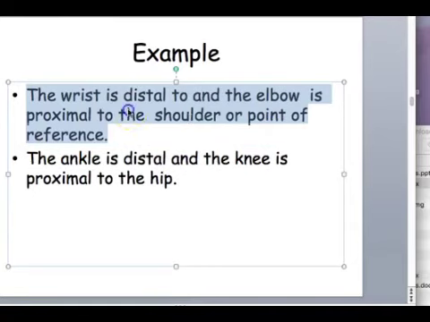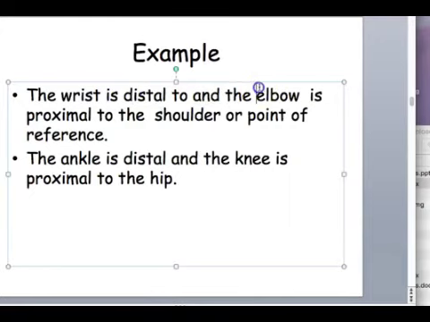So if we go back to this one, if the shoulder is the point of reference, the wrist is more distal than the elbow, okay? But if we're talking about our fingers, so if instead of shoulder, this said fingers, the wrist would be more proximal and the elbow would be more distal because it's in comparison to the fingers, okay? So this is all about comparing to a third thing.